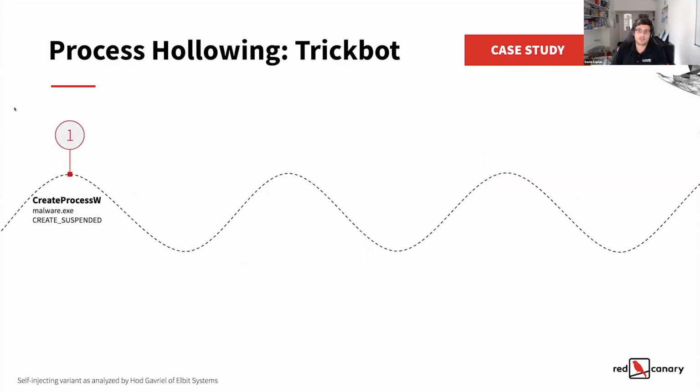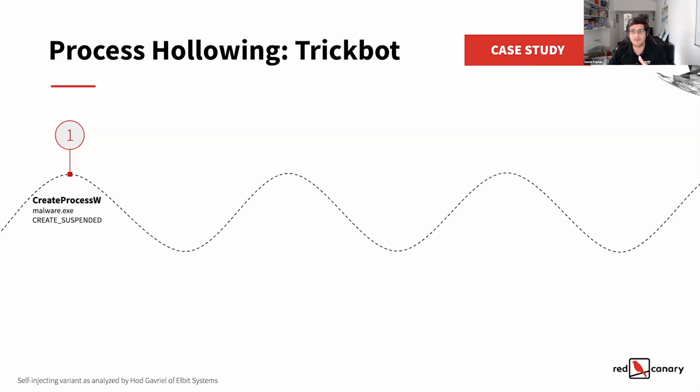So as we had in the general model, just to say firstly, this variant, to give credit, was discovered by Hod Gabriel of Alpha Systems. He actually, prior to this webinar, went back to his IDB and did some reverse engineering for me, just to make sure that I gained the knowledge from him and understood exactly what Trickbot are doing. So a big thank you to him for spending the time and getting this set up for us.